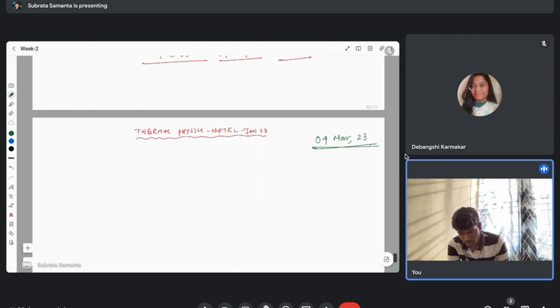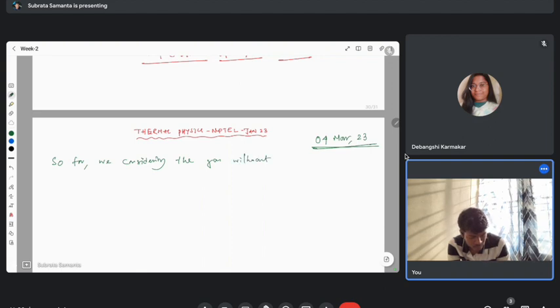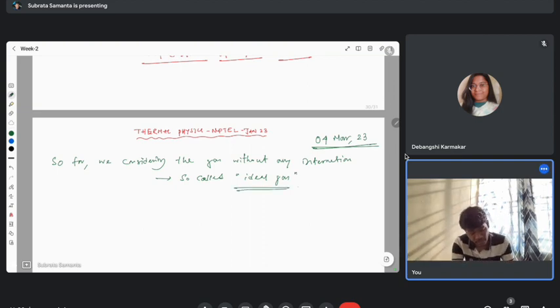So far we are considering the gas without any interactions. It's the so-called ideal gas, right? So what are the basic underlying assumptions?